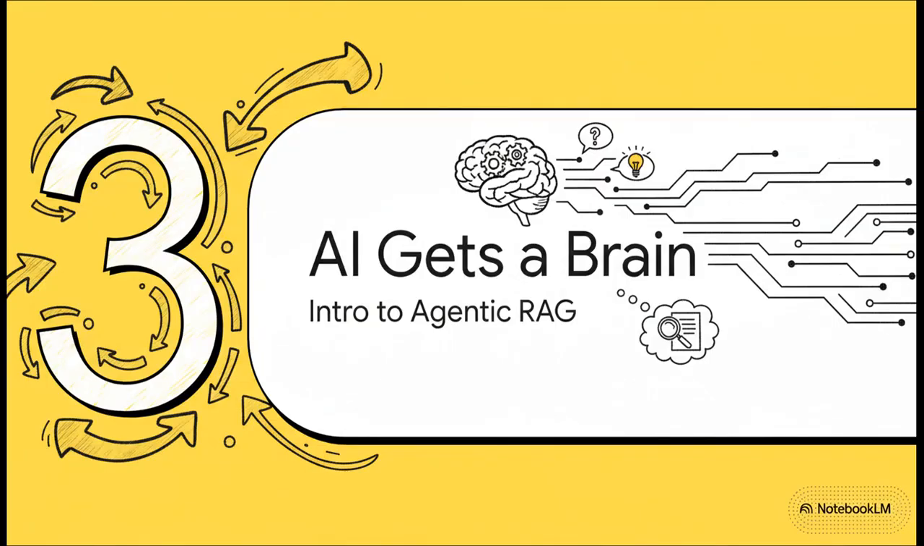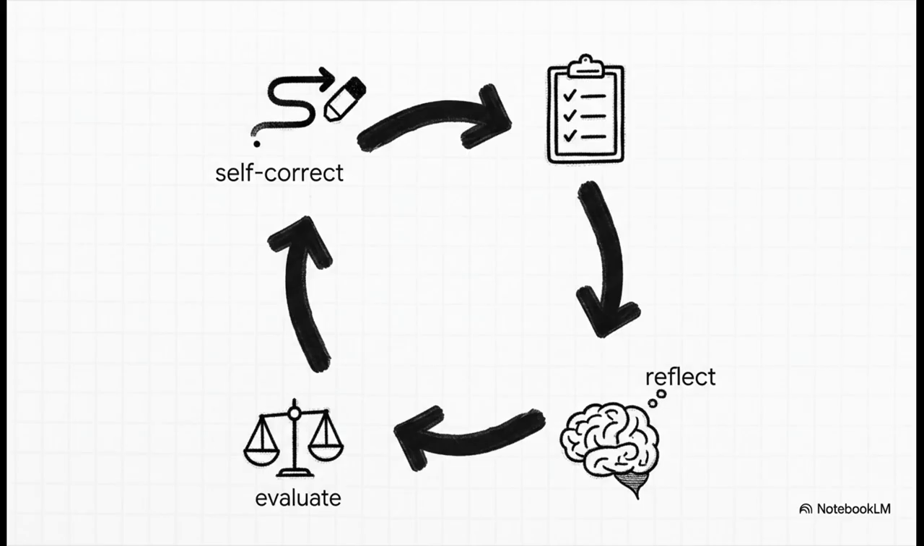But here's the thought. What if the AI could do more than just find information? What if it could actually think about it? Well, that's the wild idea behind the next massive step up called Agentic RAG. This is Agentic RAG, and it is a game changer.